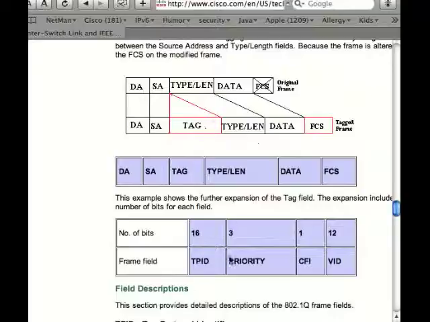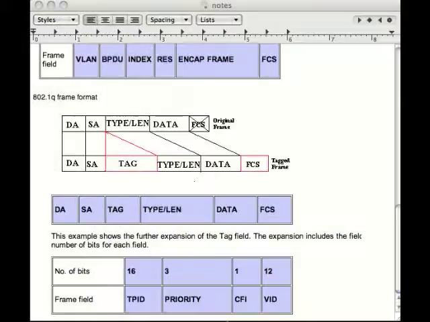And then you have the priority. You have 3 bits for a priority, which is a layer 2 QoS mechanism. 802.1p and 802.1q are sister protocols, and 802.1p, if I remember right, is the priority queuing protocol, where you have 3 bits identifying the priority. That way you can have some frames that are more important than others.